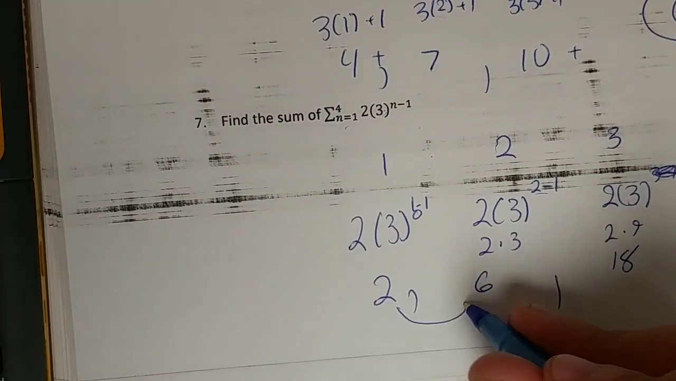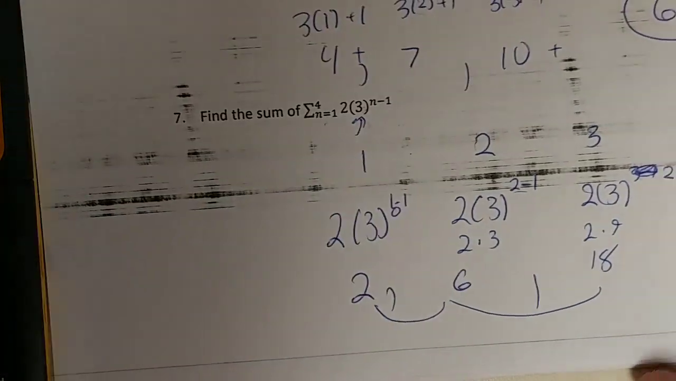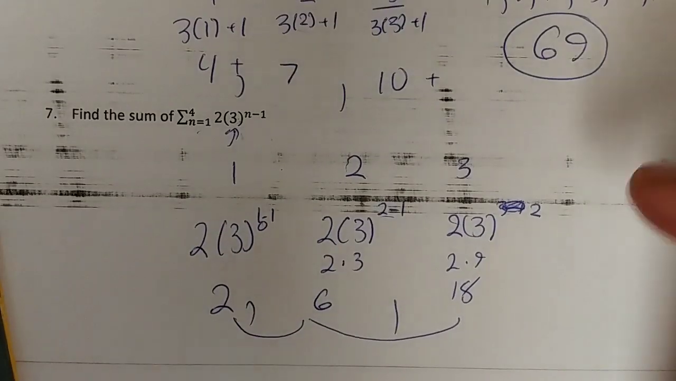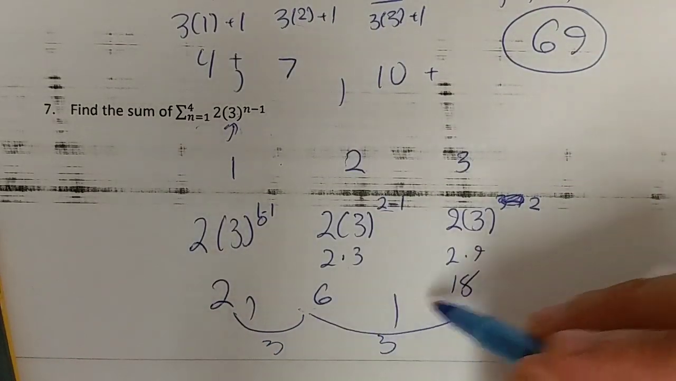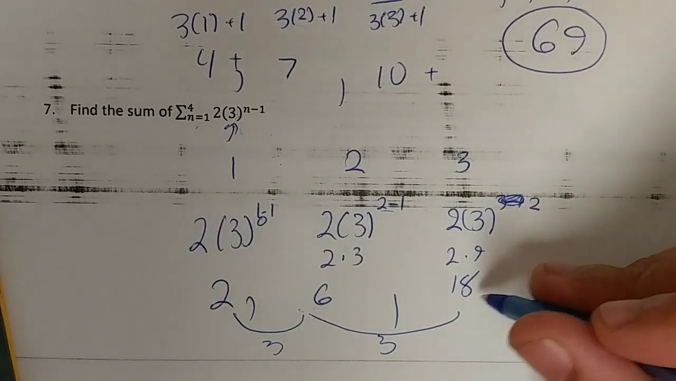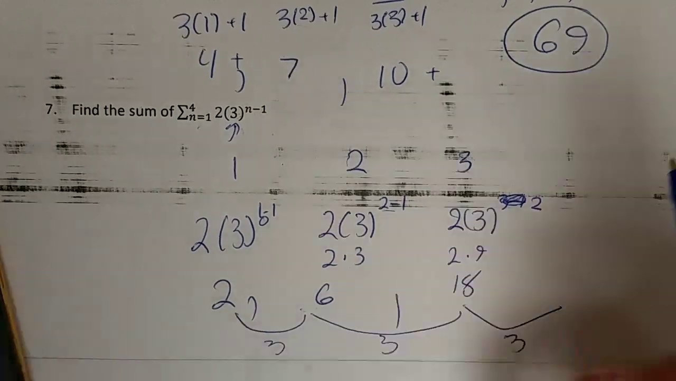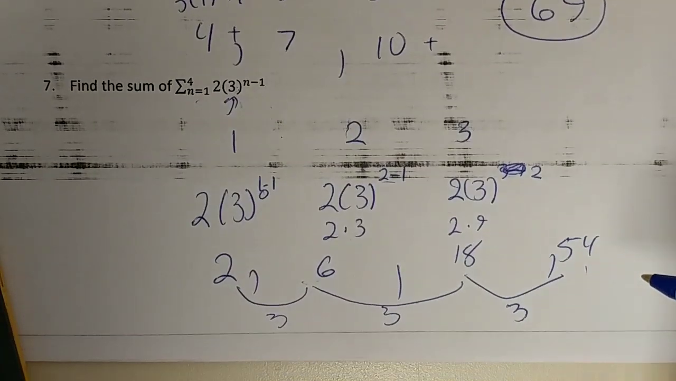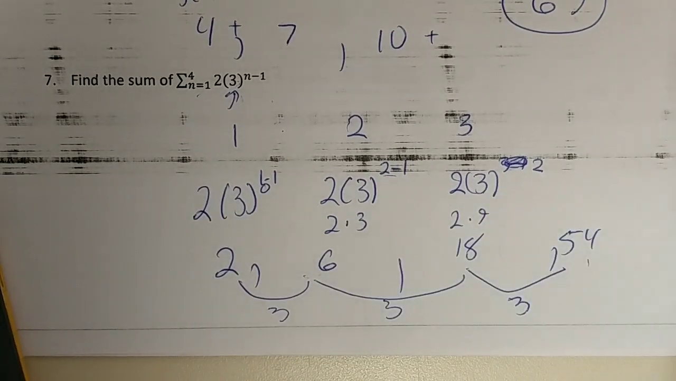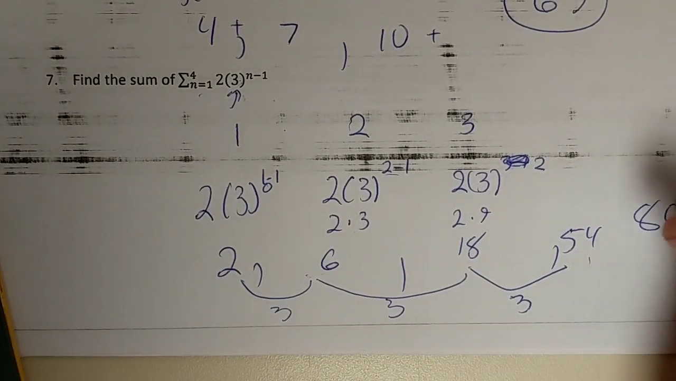Now notice the pattern, times 3, times 3. The number inside the parentheses, in a geometric sequence, is going to be the pattern. So 2 times 3 times 3 is 18. Then we get the next one, which is times 3: 18 times 3 equals 54. So 3, 3, 3, and then we're going to add that together: 2 plus 6 plus 18 plus 54, which is 80.